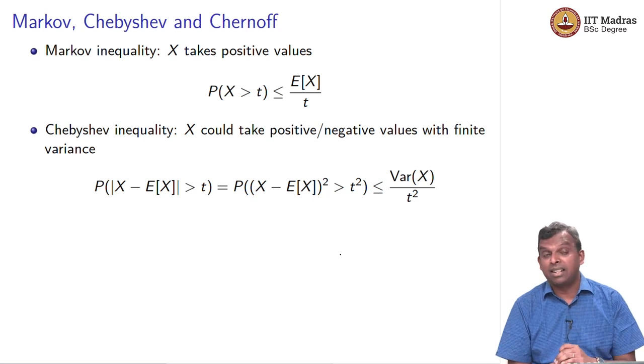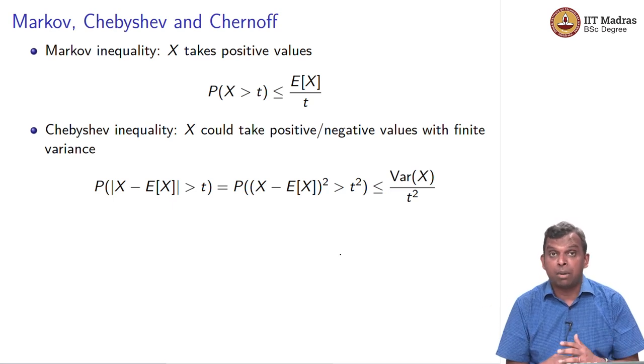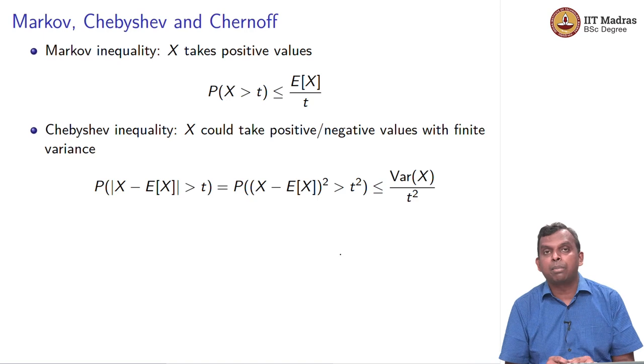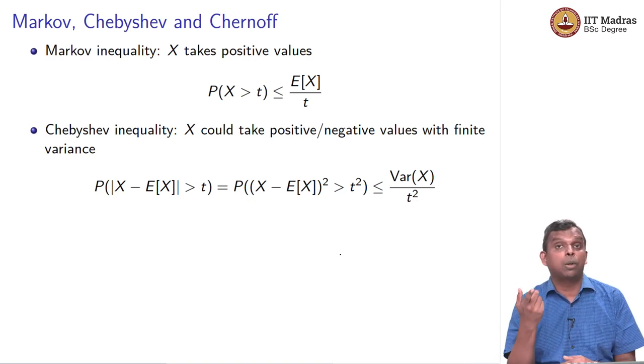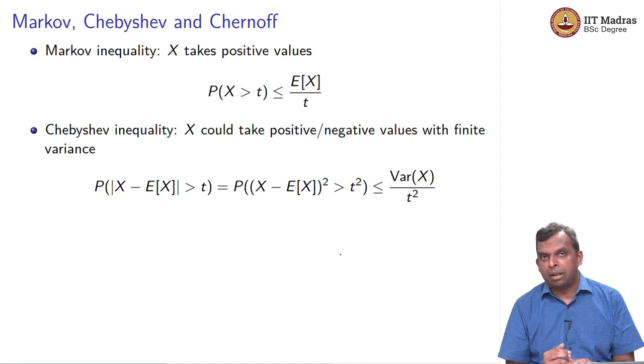Probability that x is greater than t is less than or equal to expected value of x divided by t. Now for an arbitrary random variable, how do we apply Markov? We don't apply it directly. We take this function x minus E of x and then take its absolute value, or you can think of squaring that value. So now (x minus E of x) squared will take only positive values, right? So the probability that (x minus E of x) squared is greater than t squared is now less than or equal to variance of x divided by t squared, right?